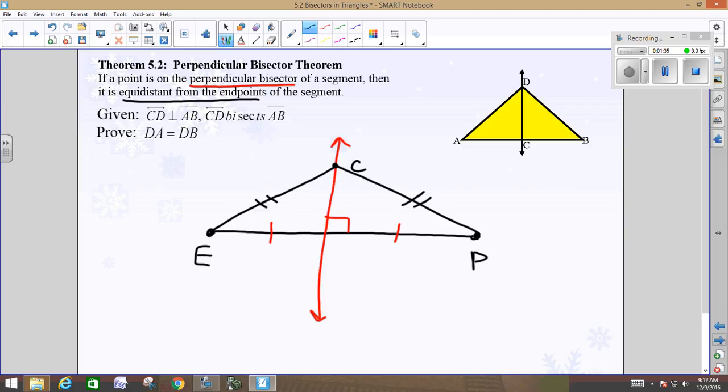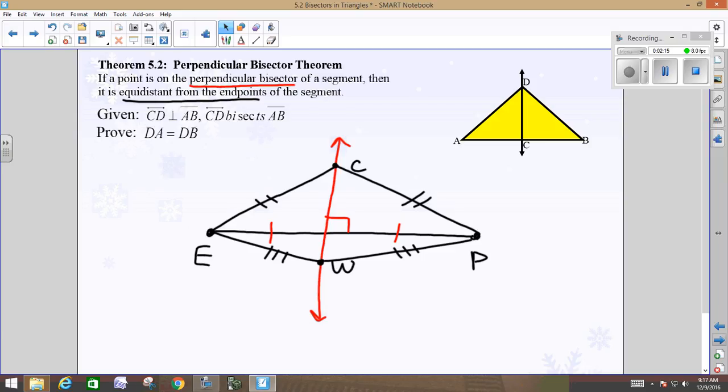If you've got a point on the perpendicular bisector of a segment, then that point is equidistant to the endpoints. So I could put point W down here. Well, W is on the red line, that perpendicular bisector. So the distance from E to W would have to be the same as P to W. Think about it. If the red line is a bisector of this segment, it's going right through the what? Middle. It's right in the middle. So if I pick a point that's right in the middle, wouldn't the distance from that point have to be the same on both ends? Because it's right in the middle, right?